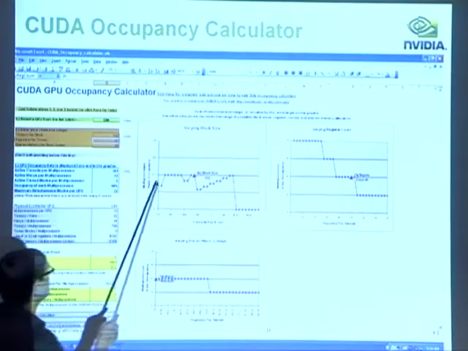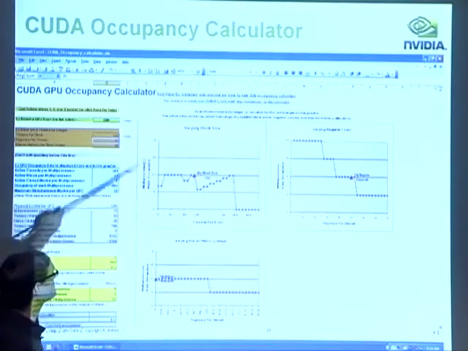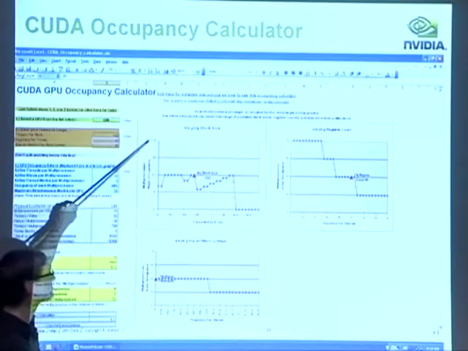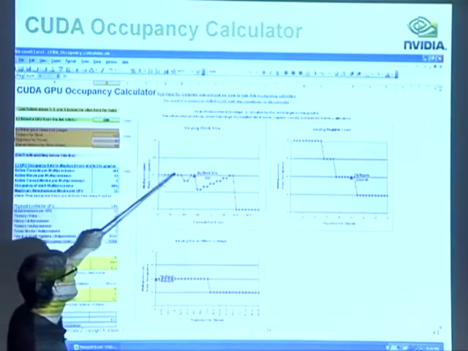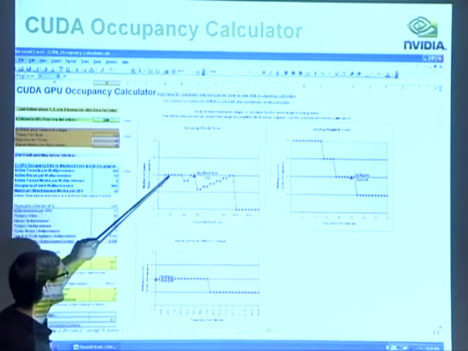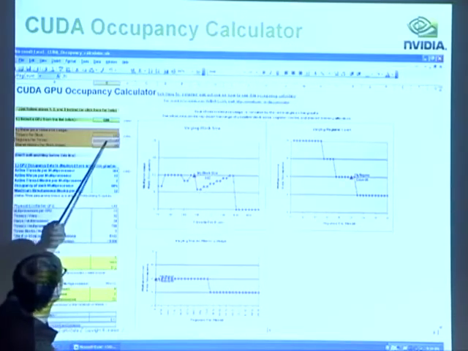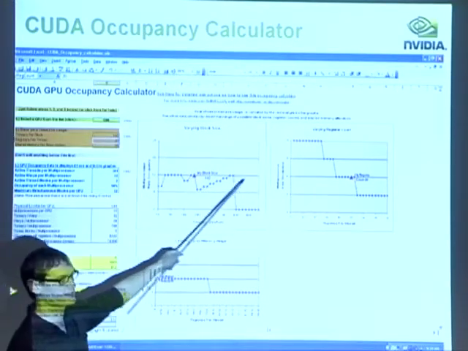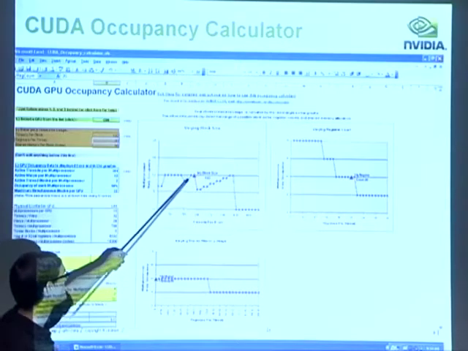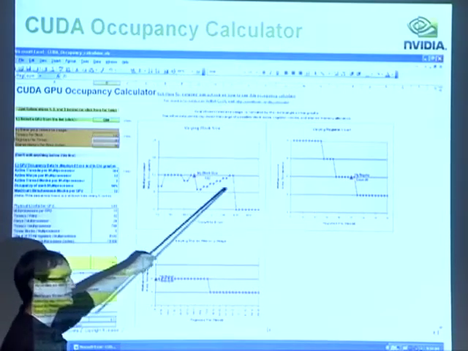Now, what these graphs show is the occupancy, from 0 to 24 warps, the warp occupancy. What happens if I vary the number of threads per block? You can see that with this number of registers and shared memory, I'm never going to get above 50% occupancy. So I just want to make sure I pick a block size that at least gets 50% occupancy.